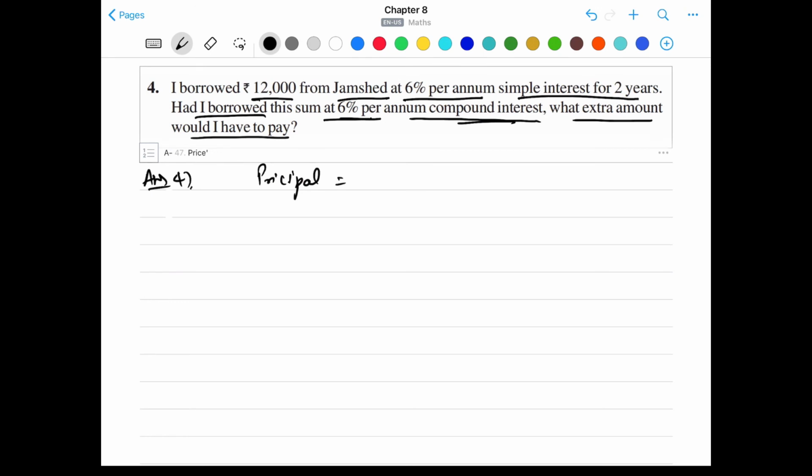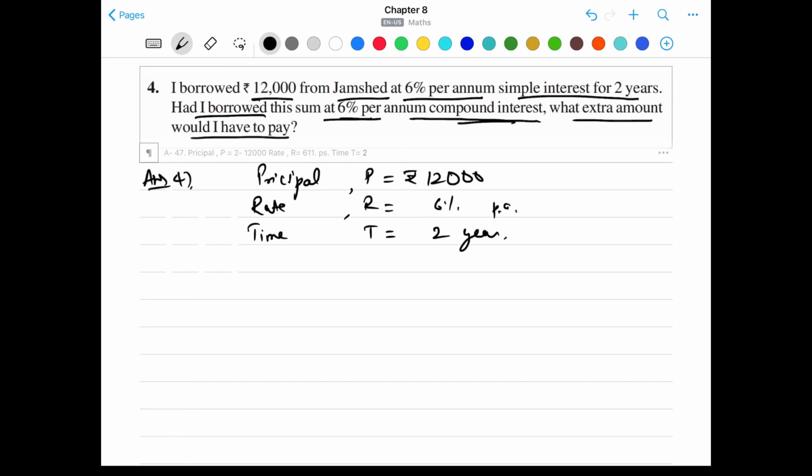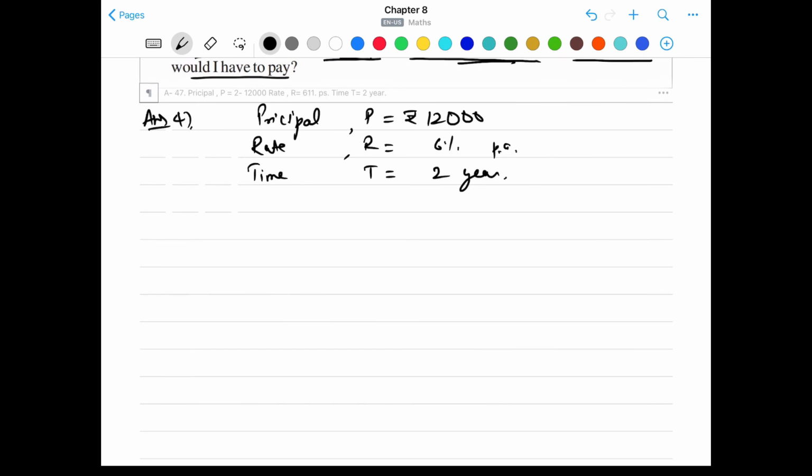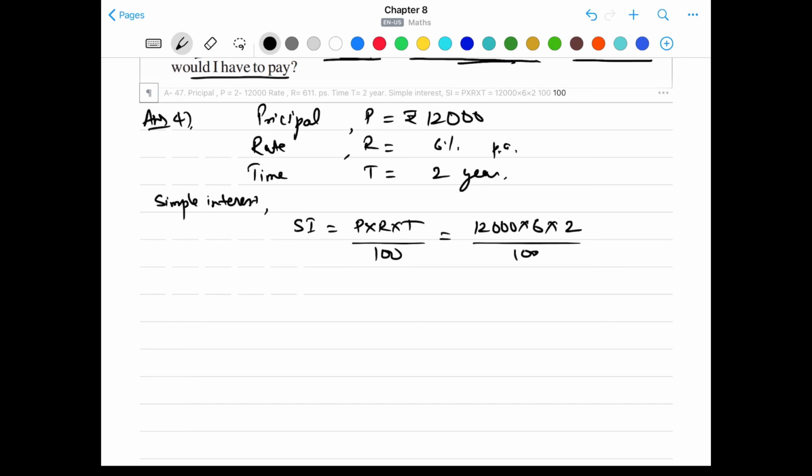So the principal here is P equals 12,000. Rate R here is 6% per annum, and time T is equal to 2 years. So first we will calculate the simple interest and then we'll calculate the compound interest on the same amount. Okay, so let's start. Simple interest SI is equal to P into R into T divided by 100. P here is 12,000, R is 6%, time is 2 years, divided by 100.